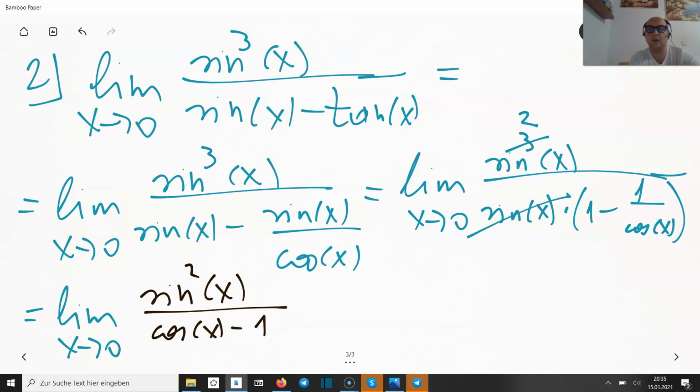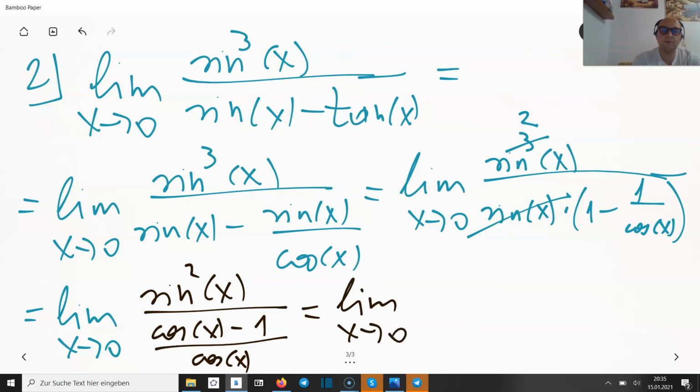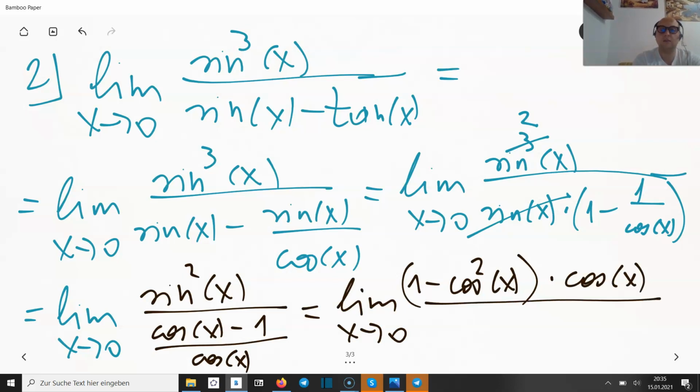We'll bring it to the same denominator. And we're dividing by the cosine of x, which means we're multiplying times the reciprocal, so the cosine flips to the numerator. We're getting x towards 0. I'm just rewriting sine squared as 1 minus cosine squared of x times cosine of x, still divided over cosine of x minus 1, right?